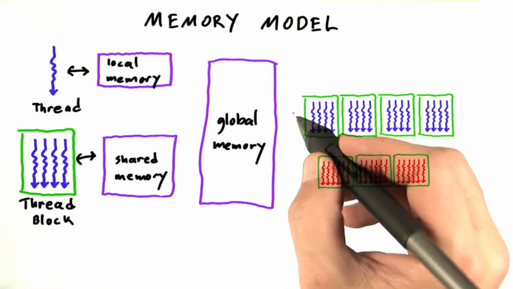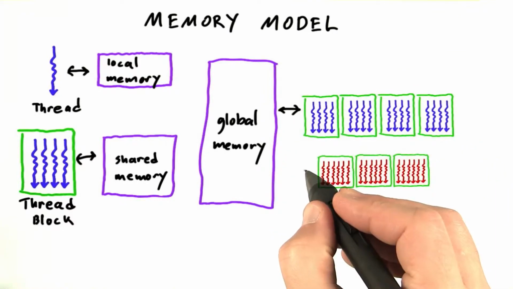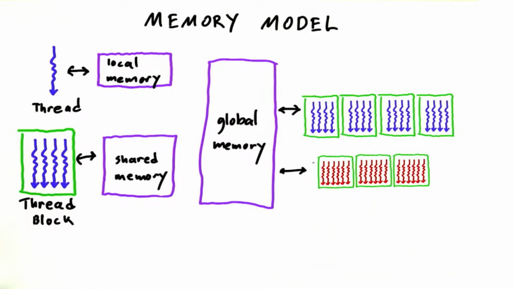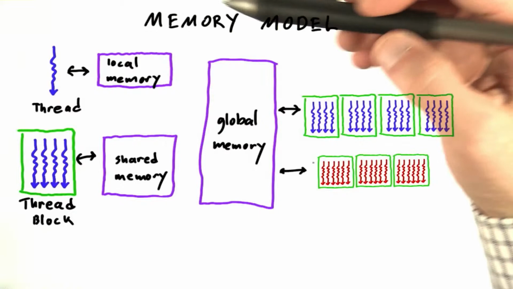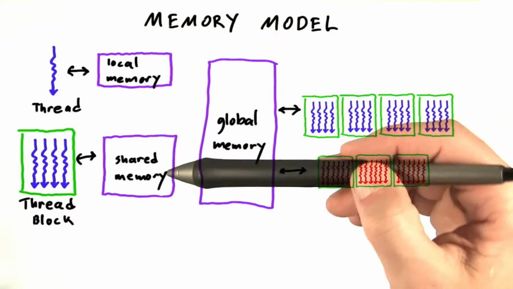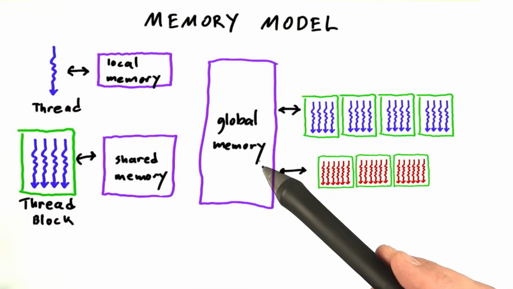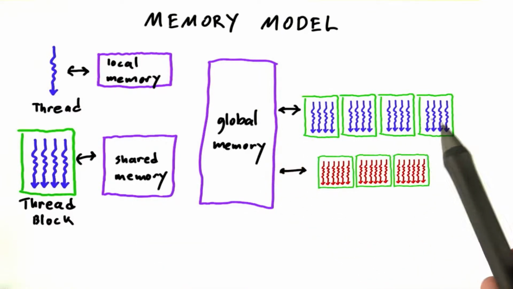Every thread in the entire system at any time can read and write to global memory. So threads in one kernel can read and write from it. Threads in a later kernel can also read and write from it. So every thread, to recap, has access to its own local memory, has access to shared memory that's also accessible to threads specifically in its thread block, and to global memory, which is accessible to all the threads everywhere.